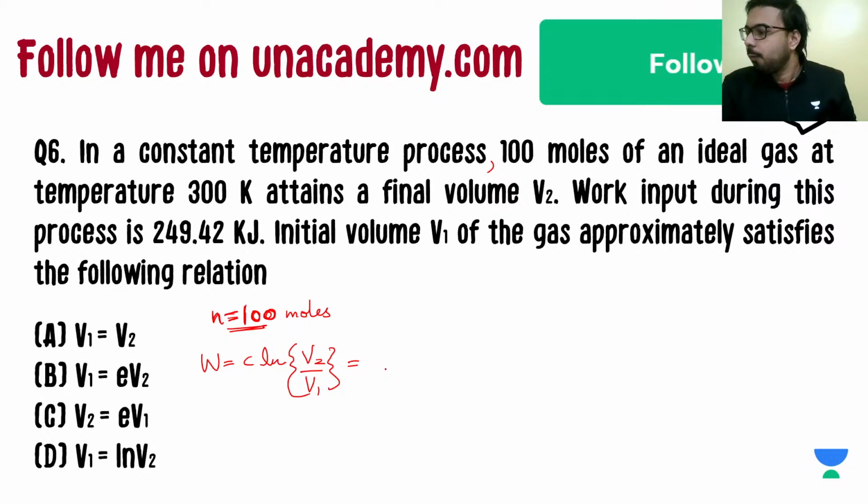But here what students usually do, the work input is given as 249.42, so they simply put 249.42, but this is work input and you are using the formula of work done. So put the minus sign here because work input means work is done on the system, so the minus sign will be there. If you are not using the minus sign, you will get a totally different answer, and that option is also there in the questions for you to select the wrong option and get the negative marks.